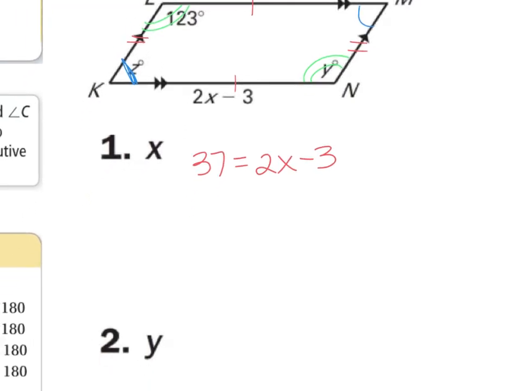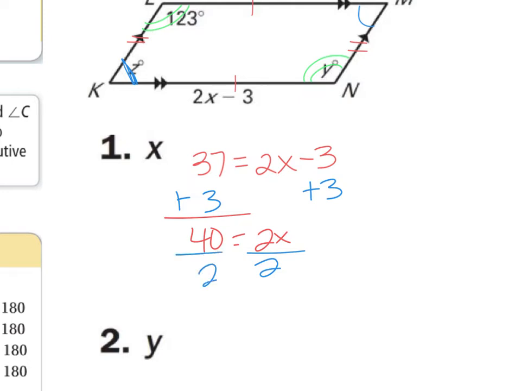Sweet, we have a two-step equation. Let's go ahead and solve it. We're going to add 3 to both sides. That gives us 40 equals 2x. Then divide by 2. So x equals 20. Not too bad, right?